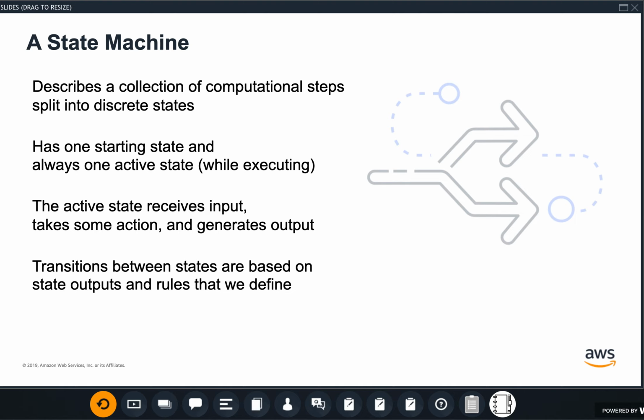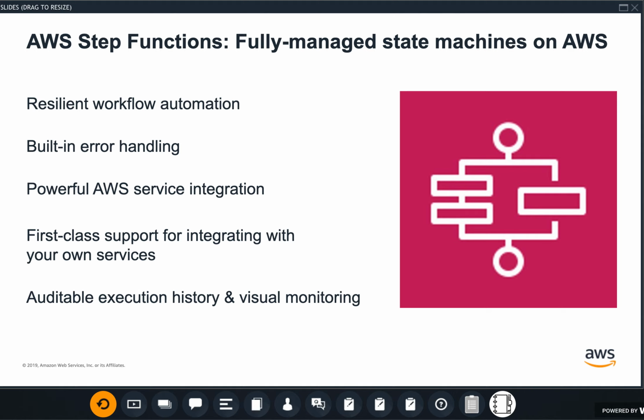And the cool thing is we have a service that will let you run state machines in the cloud in a really nice fashion. And it's called AWS Step Functions. It's fully managed state machines on AWS. That's the way I like to explain it to people. You can also think of it as a way to have resilient workflow automation, running in the cloud at scale.